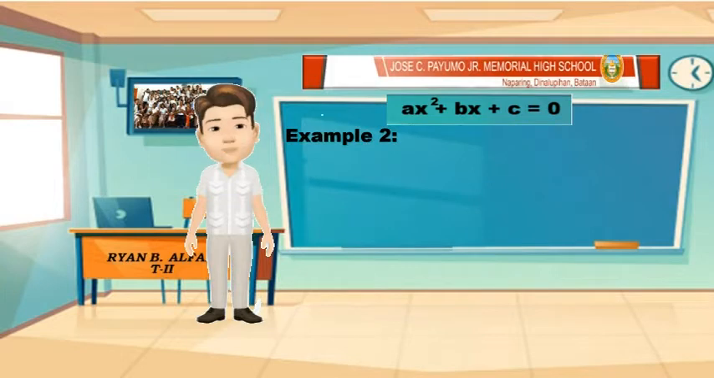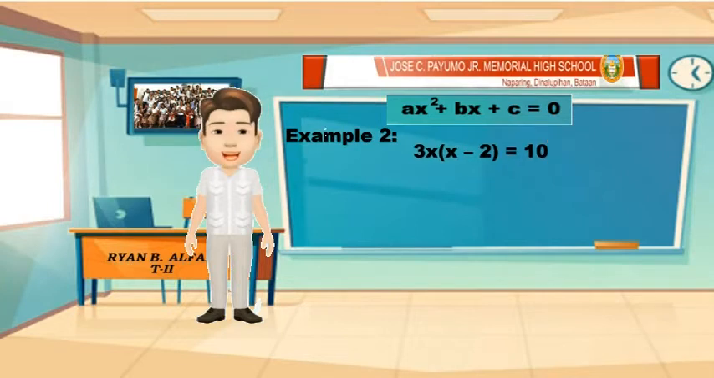Our next example is 3x multiplied to quantity x minus 2 is equal to 10. Yes, it is not written in standard form. However, we can write this in standard form by expanding the product on the left side of the equation. By using the distributive method, we'll have 3x multiplied to x. It will result to 3x squared. Then multiply 3x to negative 2, the answer is negative 6x is equal to 10.